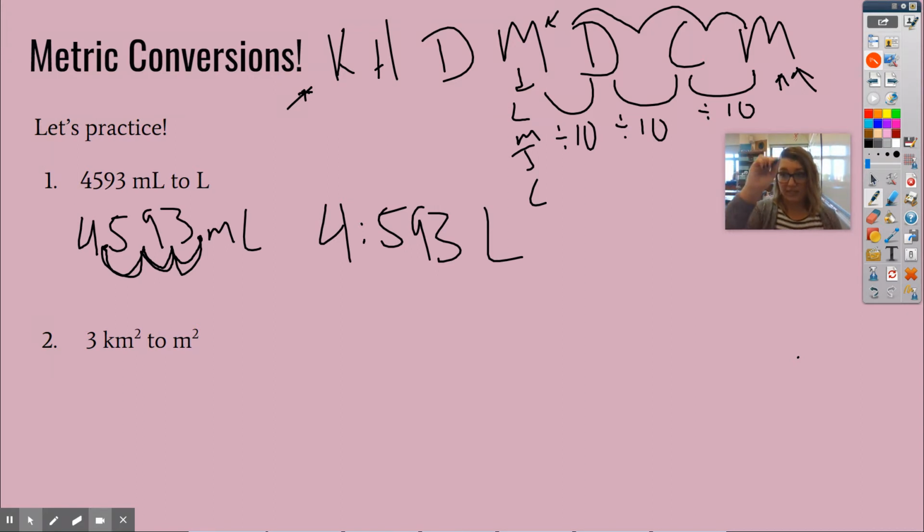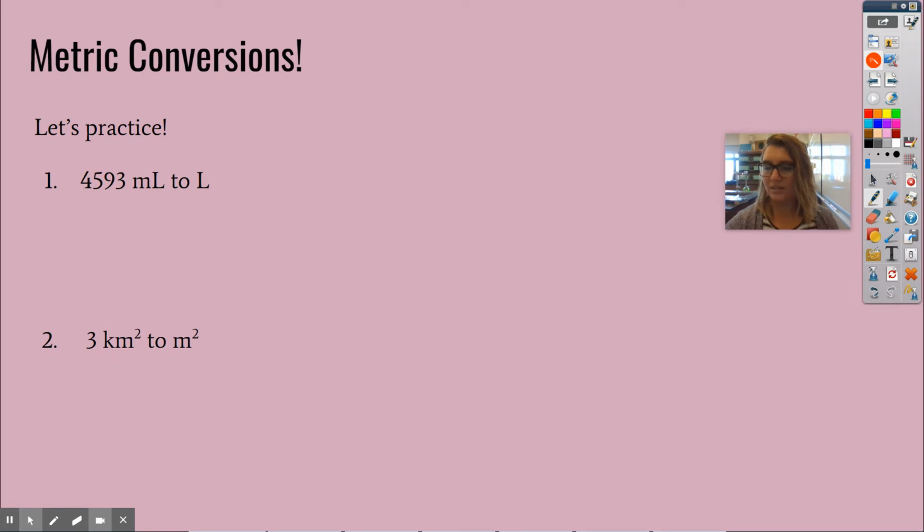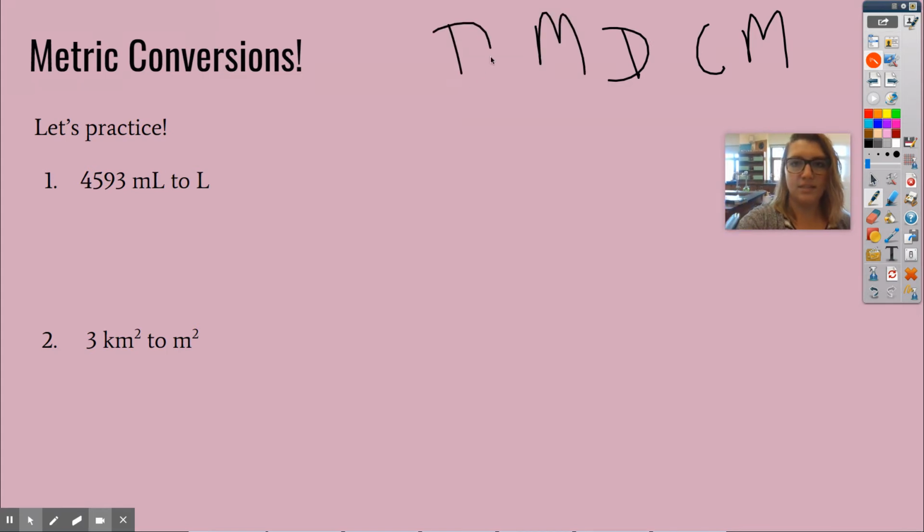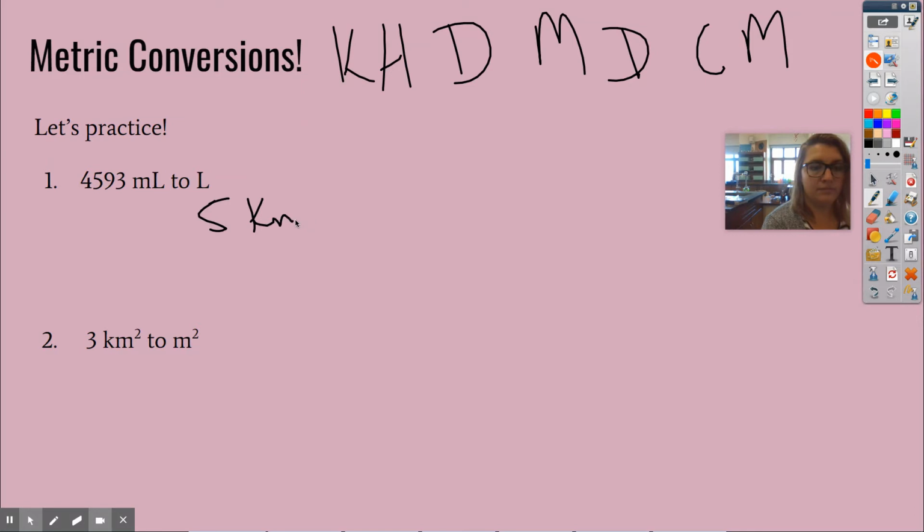And when you're counting between the prefixes that you want to convert to, if you go to the left, you're going to move the decimal to the left. If you go to the right, you're going to move the decimal to the right. All right, so let's try an easier one before we get to number 2. Again, my cat, Donna Marie, doesn't have kittens. Let's say we had 5 kilometers and we want to get it to meters.